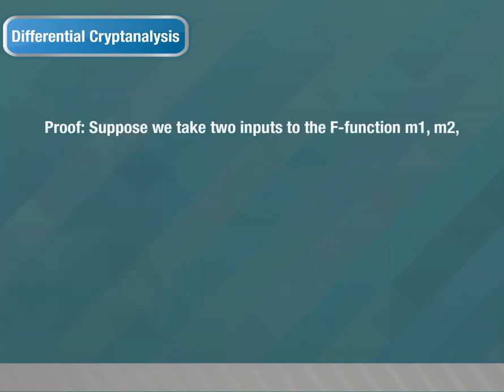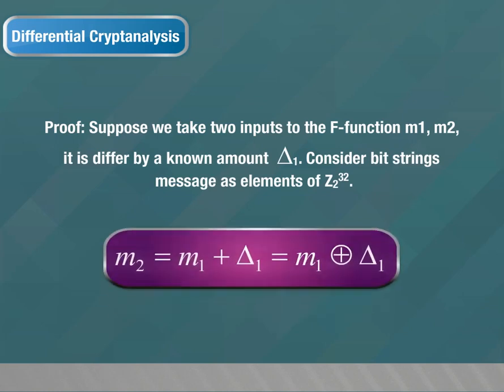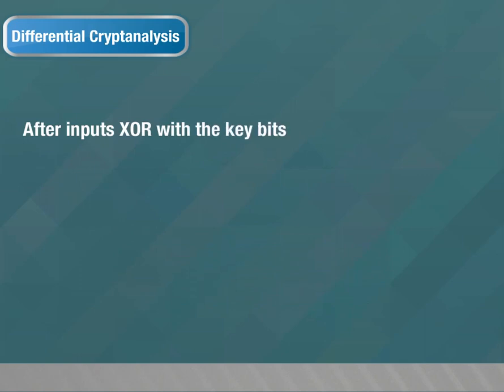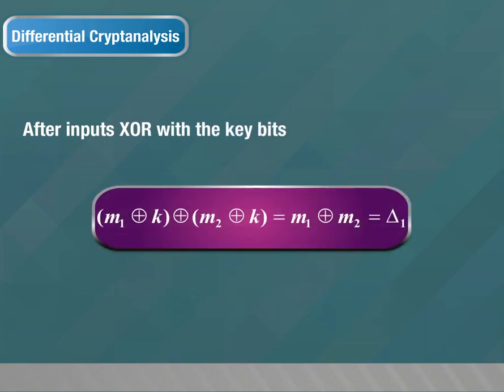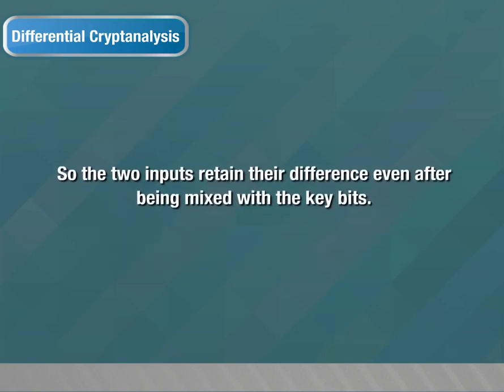Proof. Suppose we take two inputs to the F function, M1 and M2, that differ by a known amount delta 1. Consider the message bit strings as elements of Z2 power 32. M2 is equal to M1 plus delta 1, which is M1 XOR delta 1. After the inputs are XORed with the key bits, M1 XOR K XOR M2 XOR K is equal to M1 XOR M2, which is equal to delta 1. So the two inputs retain their difference even after being mixed with the key bits.